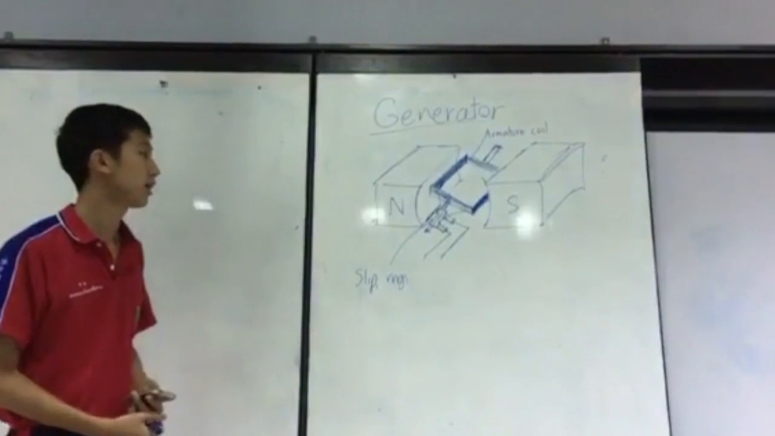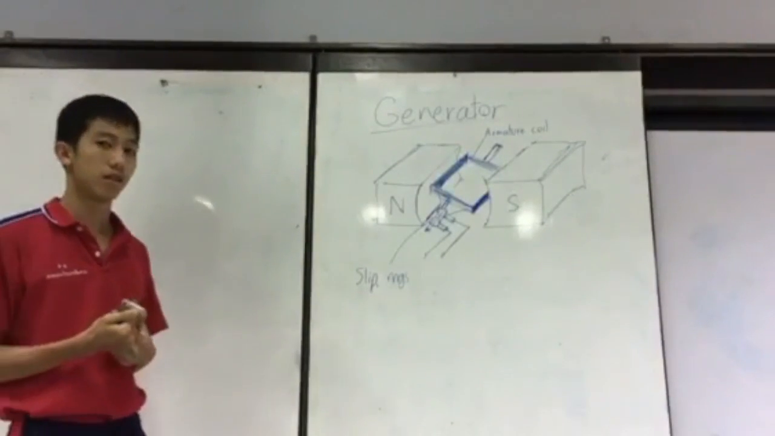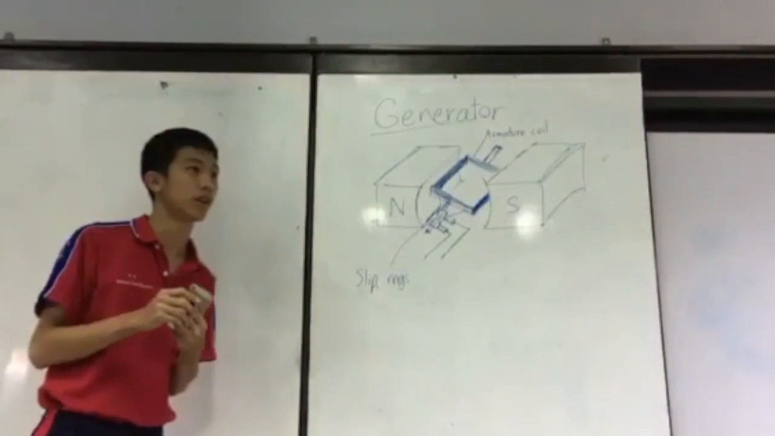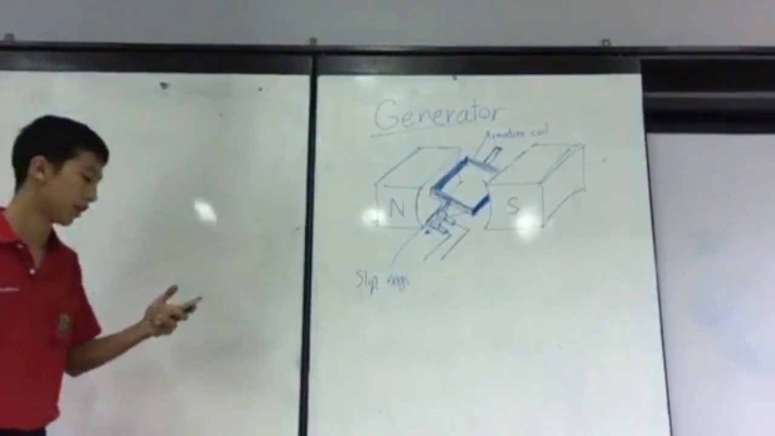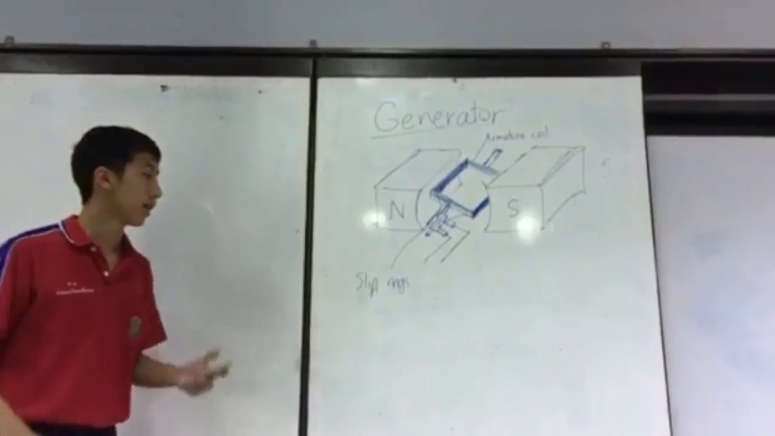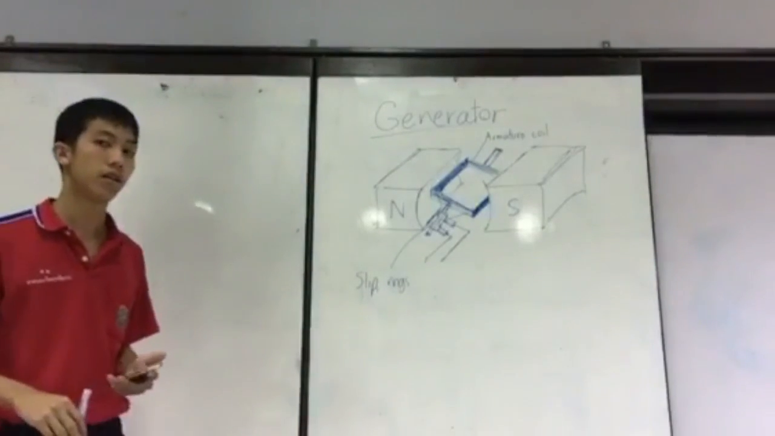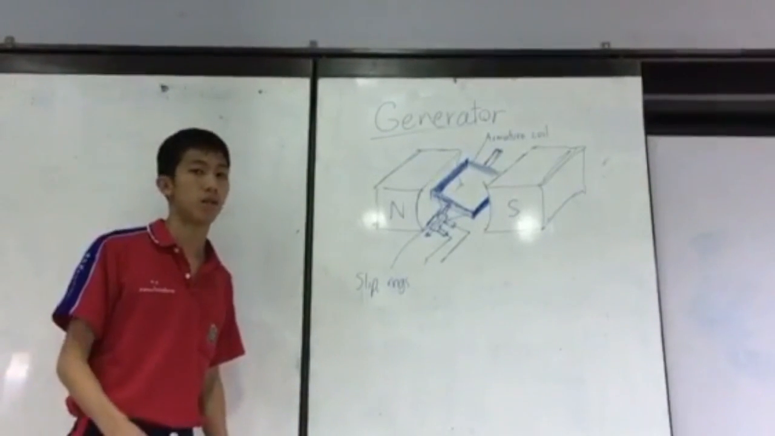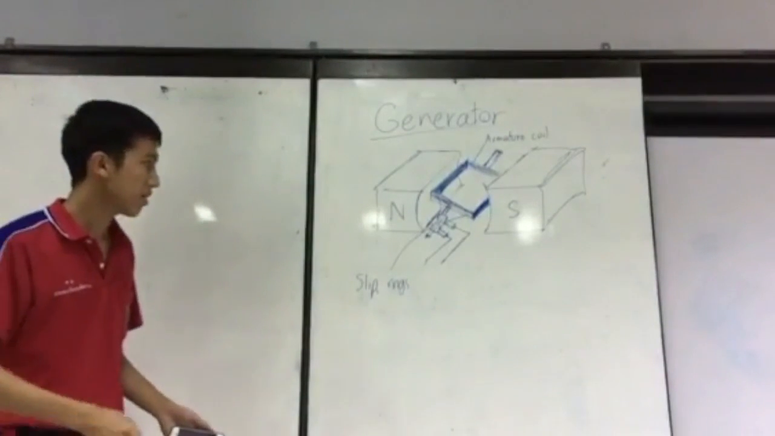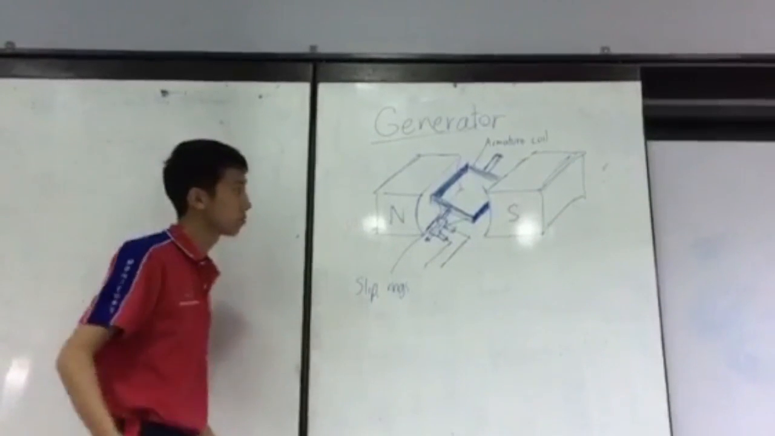This is a generator. It is a device that converts mechanical energy to electrical energy. The mechanical energy can come from a combustion engine, turbines, or several other ways. This is the basic principle of the generator.